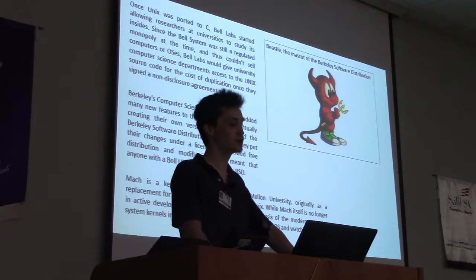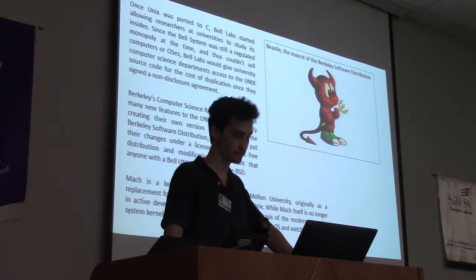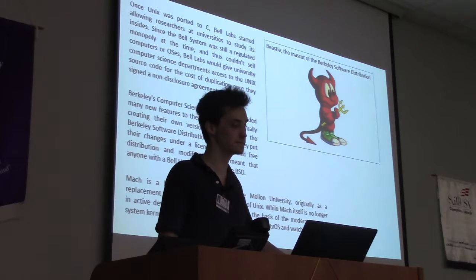Correct. So once Unix was ported to C, Bell Labs started allowing researchers at universities to study its insides. Since the Bell system was still a regulated monopoly at the time, I don't know if any of you are familiar with that, and thus couldn't sell computers or operating systems, Bell Labs would give university computer science departments access to the Unix source code for the cost of duplication once they signed a non-disclosure agreement.